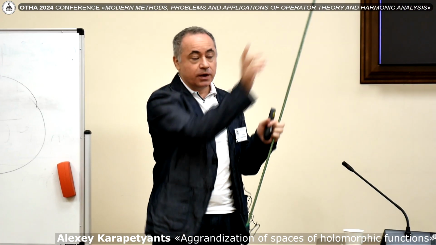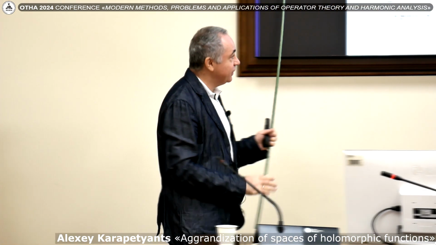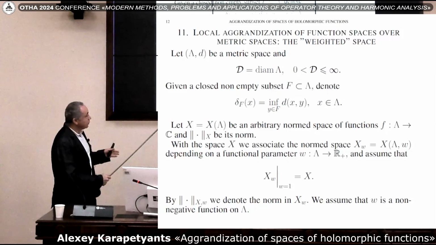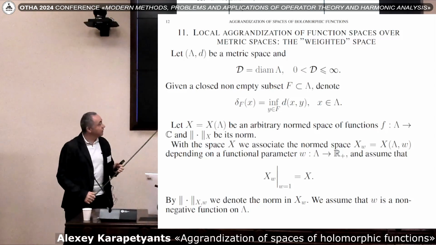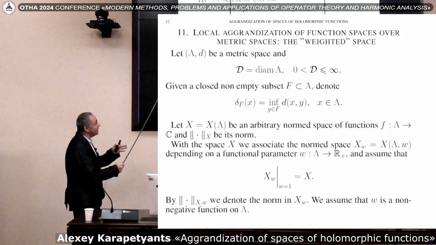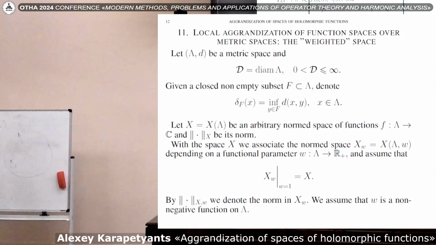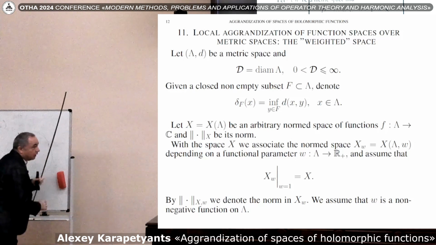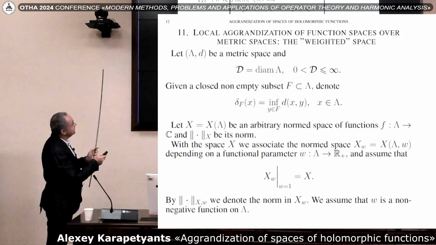We have a couple of X and W. Okay, just independent functional parameter, with the only condition that when W is 1, you must have the same space. Okay, so this is very simple. And delta F is a distance to this set. Okay, so it's a distance calculated from every arbitrary point. What else? D is diameter, etc.